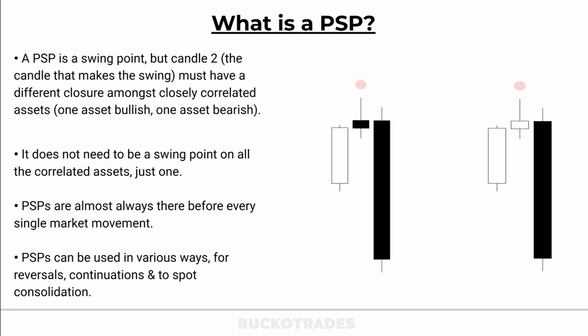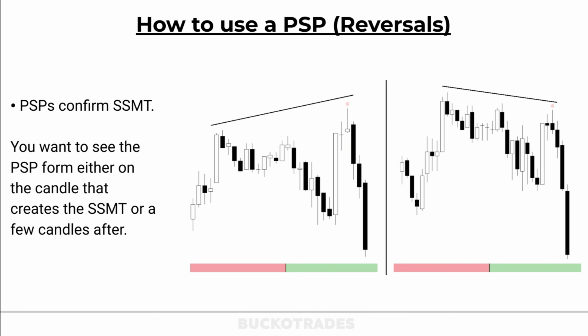PSPs are almost always there before every single market movement. PSPs can be used in various ways for reversals, continuations, and to spot consolidation. We'll be going over exactly how we can use them in all those different ways. So, how to use a PSP in reversals. PSPs are mainly used to confirm sequential SMT.